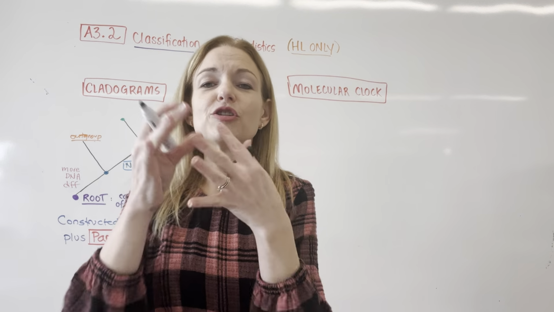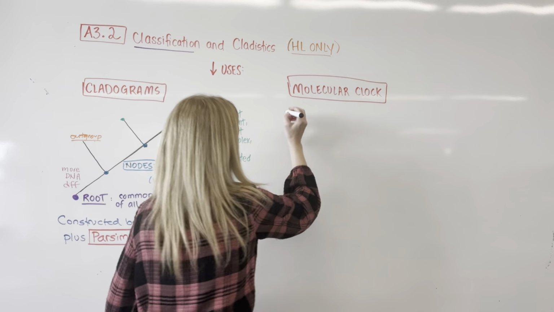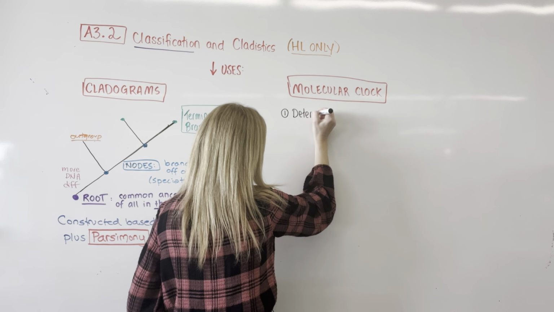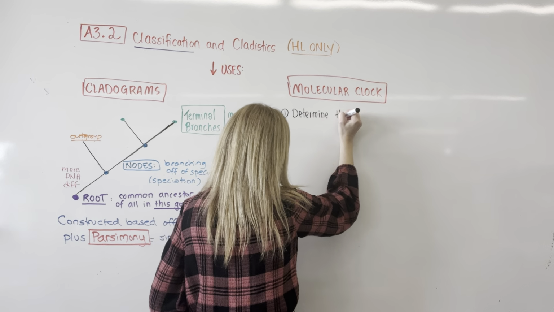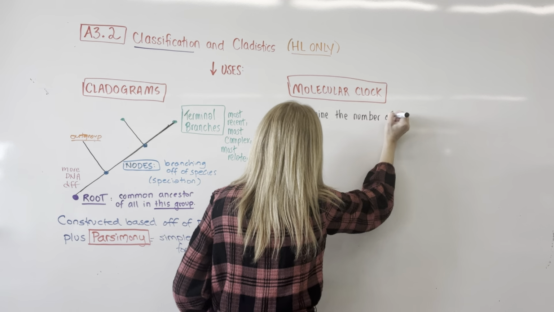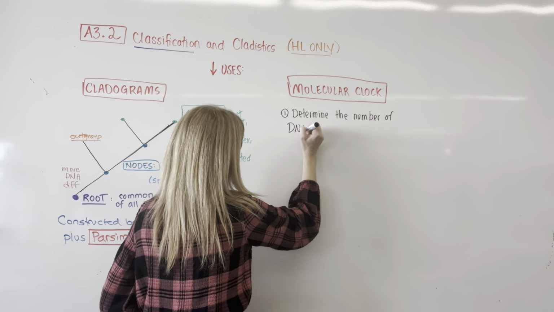And then you use the rate of change to estimate the species divergence time. So the first thing you have to do is, from several different species, determine the number of DNA differences between different groups of species.